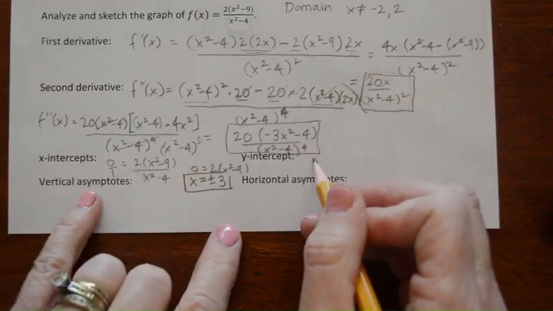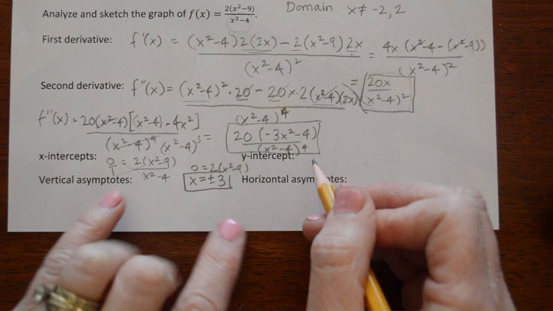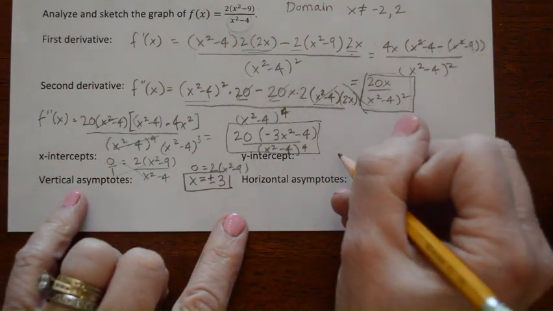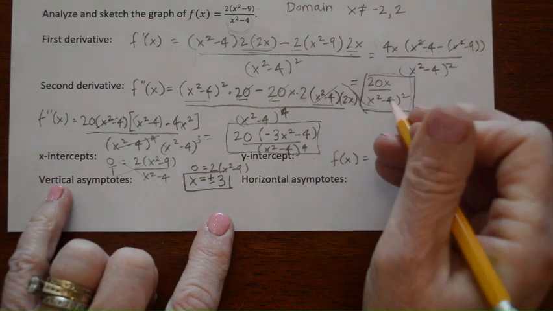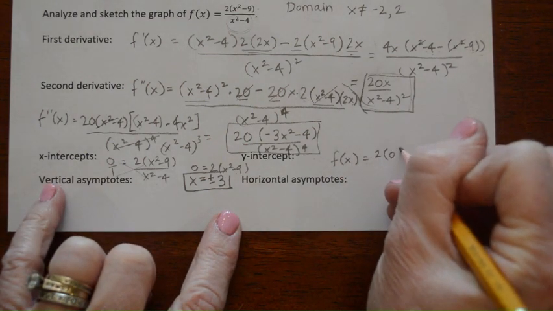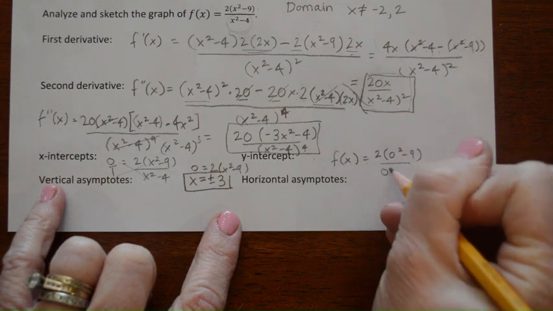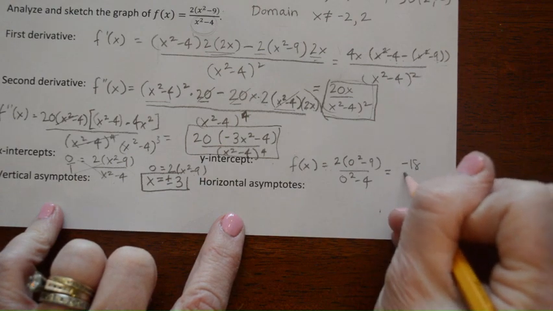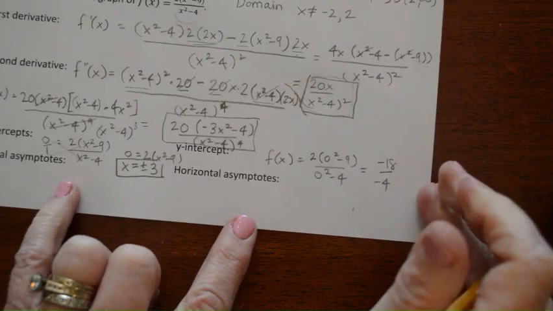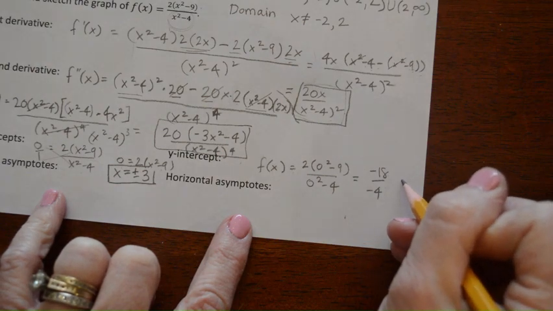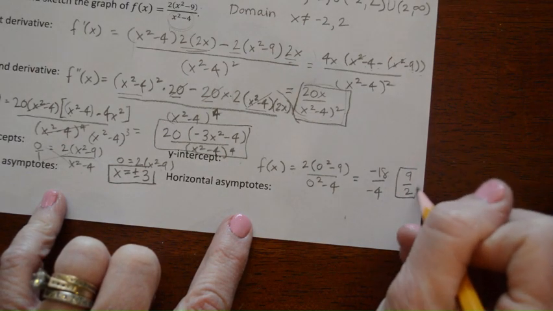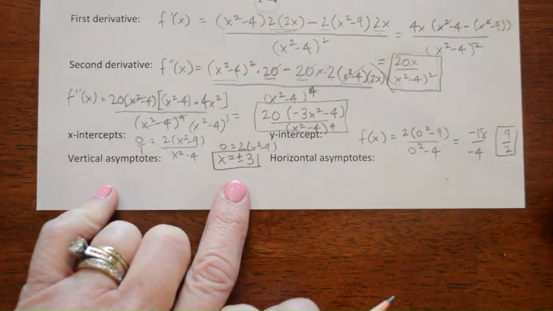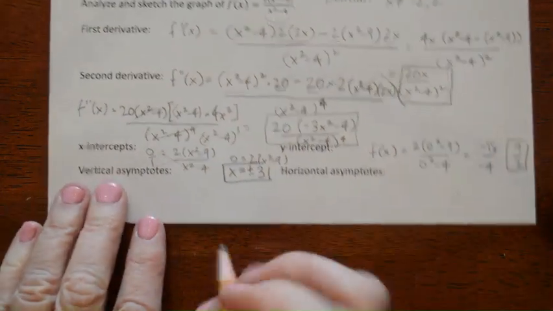Okay, for the y-intercept, that is what happens when we plug 0 in for x. So in this case, f of x or y is equal to 2 times 0 squared minus 9 over 0 squared minus 4. And this gives me negative 18 over negative 4. And then this gives me 9/2. All right, we might have multiple x-intercepts, but we'll only have one y-intercept. Okay, vertical asymptotes.